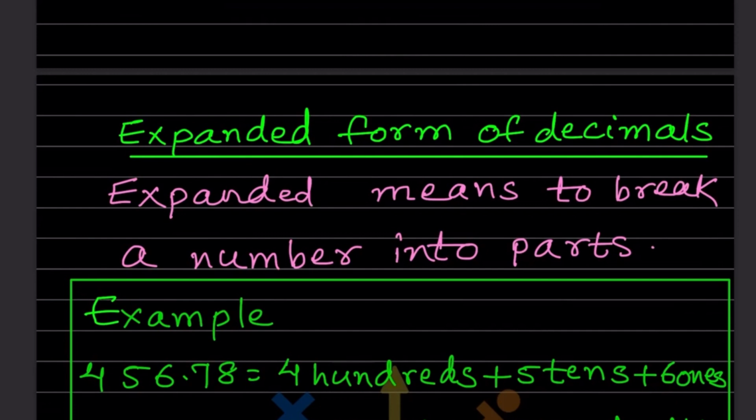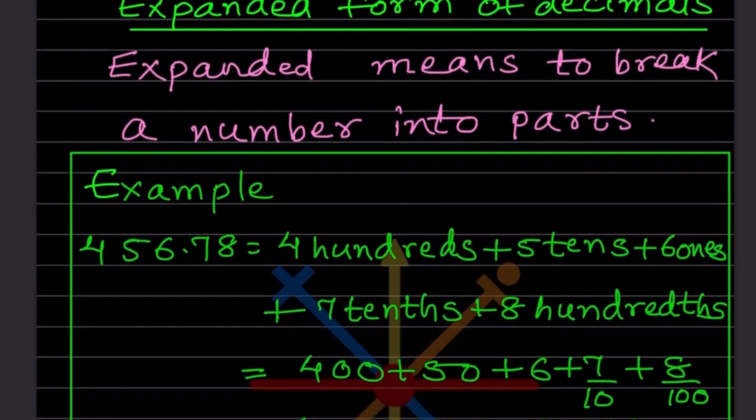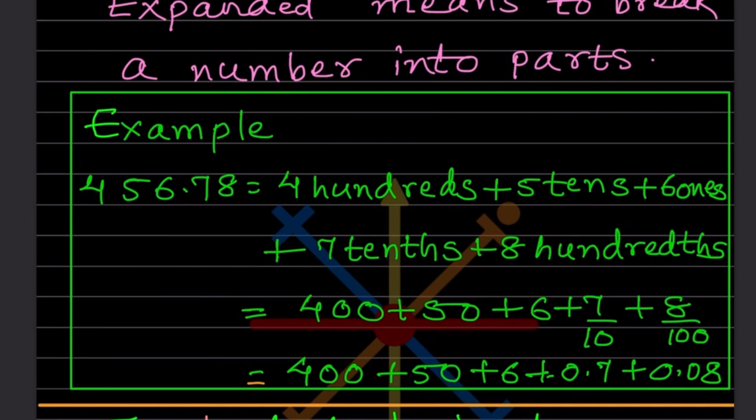Now what is the expanded form of a decimal? Expanded means you have to break a number into parts. We have also done it in the previous chapter, so you can see the previous videos. We have seen the expanded form with whole numbers, but because this chapter is related to decimals, you are going to see it with decimals.